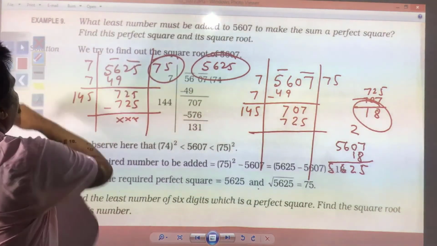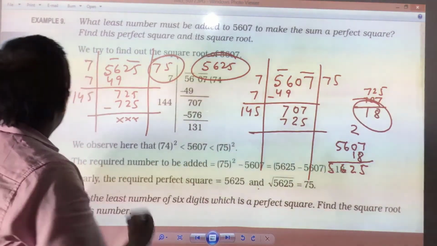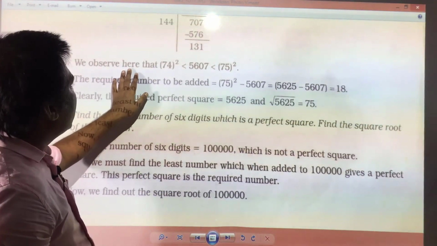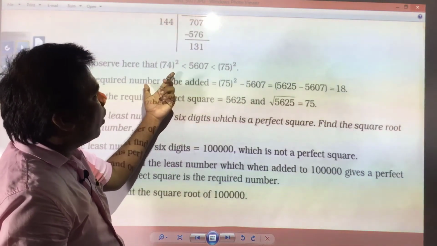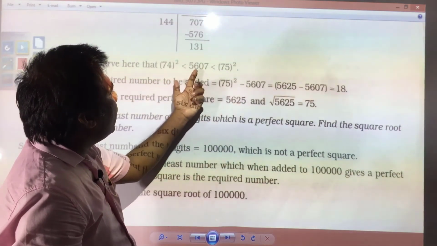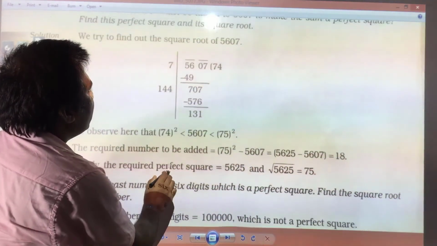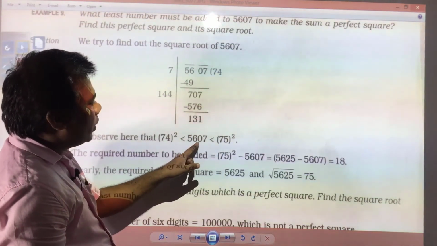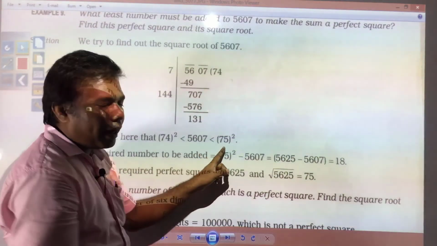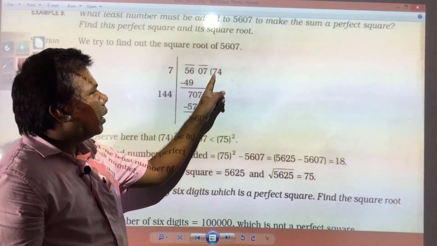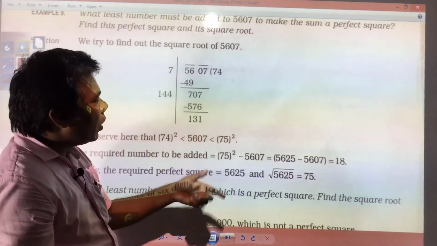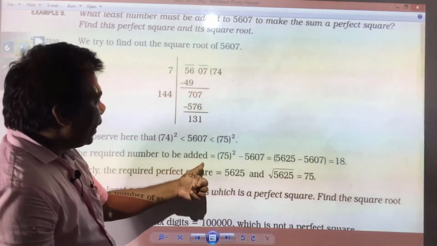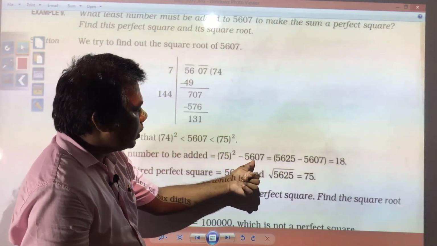Here you see how it has been made, but this is the easiest method that I have said. Now, you see how it has been made over here. We observe that 74 square is lesser than 5607. Here you see 74 square that we have got was lesser than 5675, and if you do 75 times, not 74 times, that is more. How much more was it? 18. So the required number to be added is equal to 75 square minus 5607.